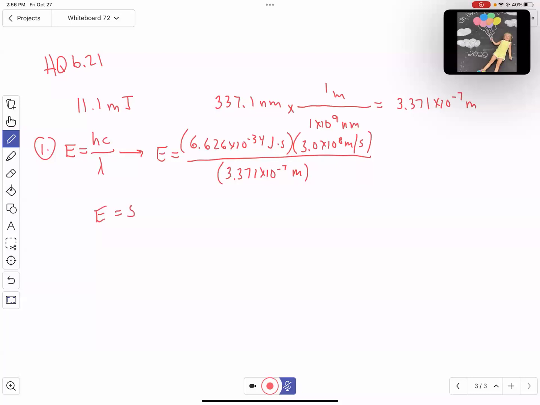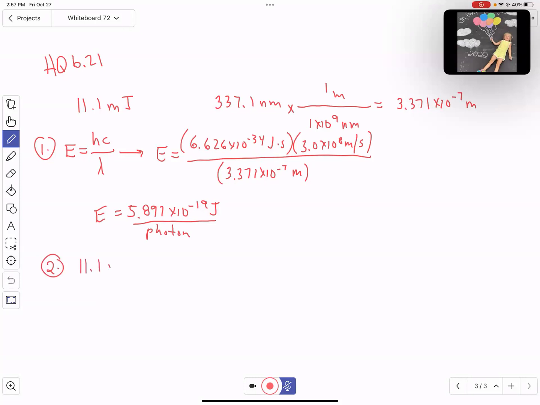And I get something like 5.897 times 10 to the minus 19 joules. And again, that's per photon.